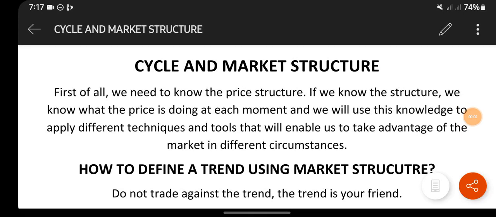Good day, guys. In today's lesson, we are going to talk about cycle and market structure. First of all, we need to know the market structure, what the price is doing, what the price means. Whatever we are seeing on the chart, we have to understand what it means before we will be able to make any profit from the market. So, anytime that you open the chart, you know what you are seeing and then you know what you are looking for. In order to be profitable, you have to understand all this stuff.